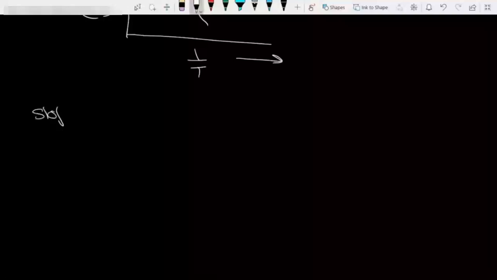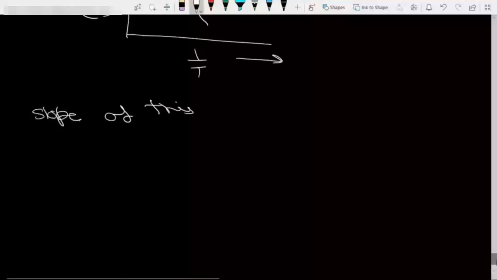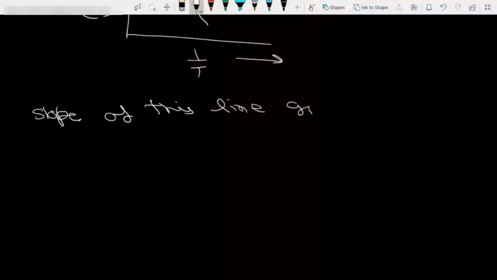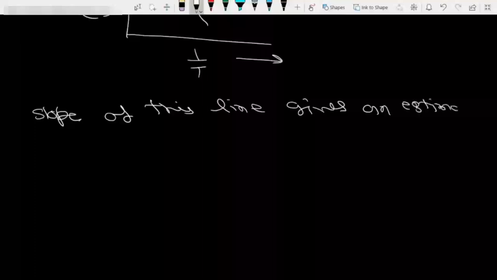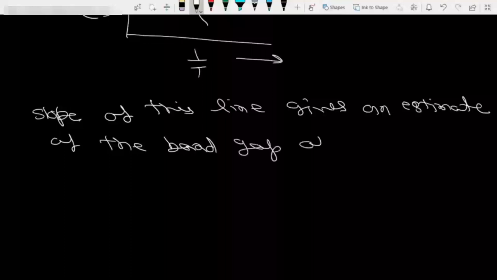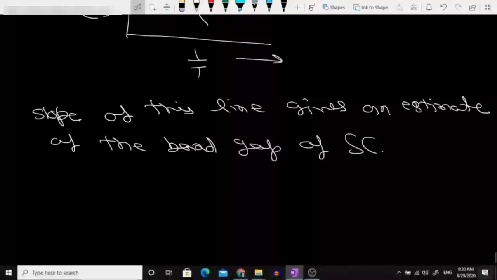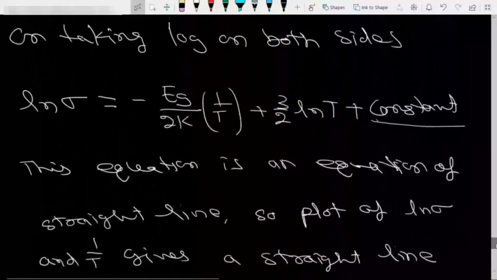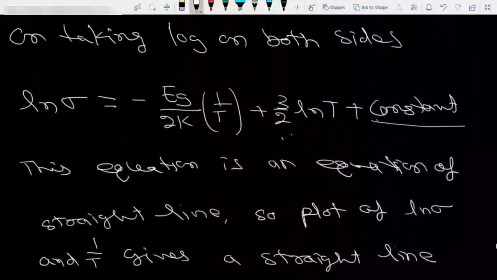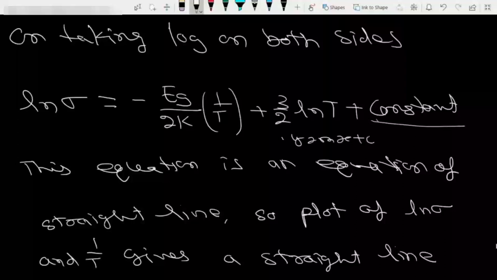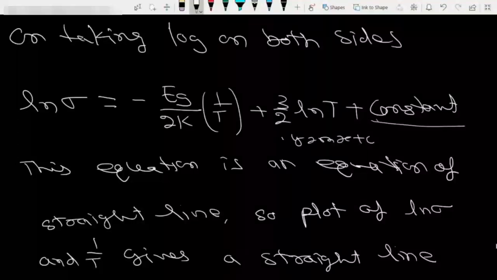So the slope of this line gives an estimate of the band gap. In the above equation, we can easily see that this is the equation of a straight line, that is y is equal to mx plus c, and m is the slope. So here, what is the slope? Slope is Eg by 2k. So if we get the slope of this line, then the value of slope can give us the value of band gap.